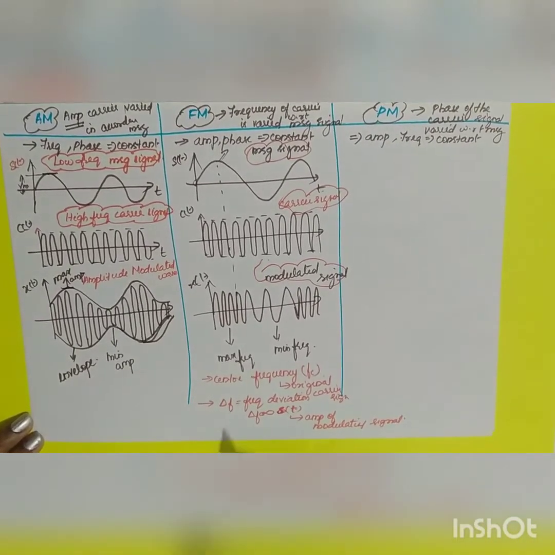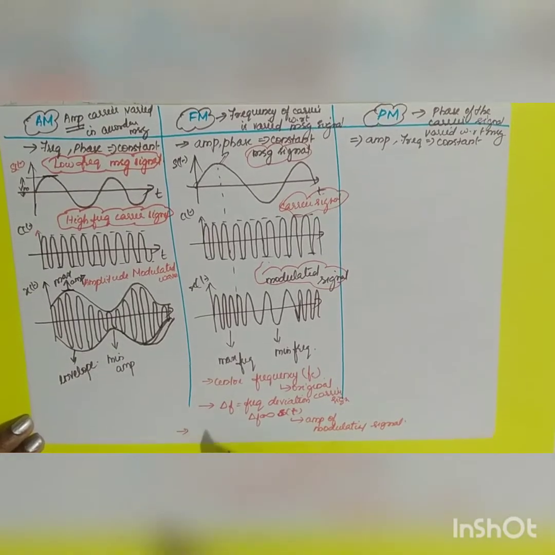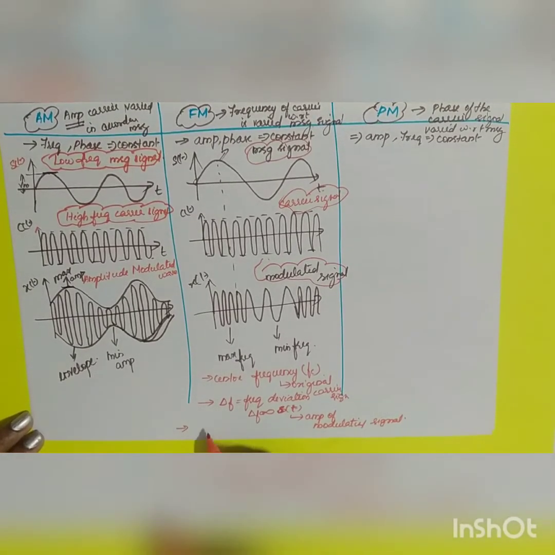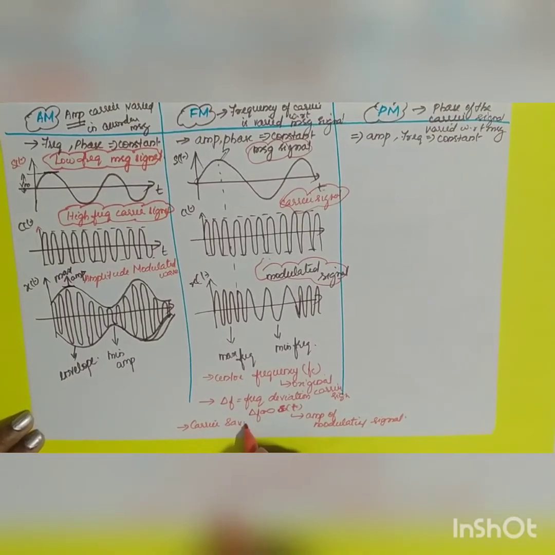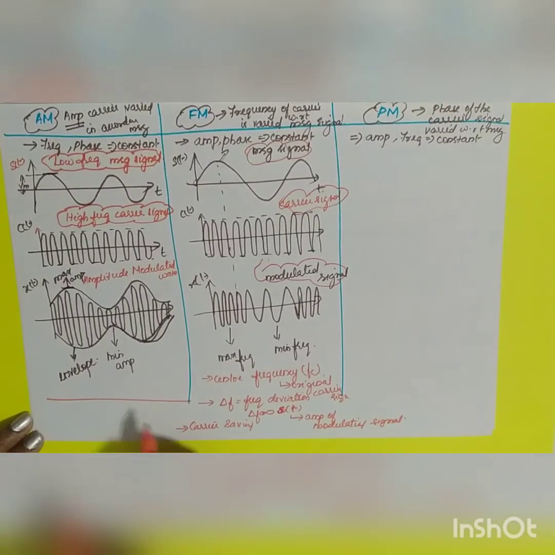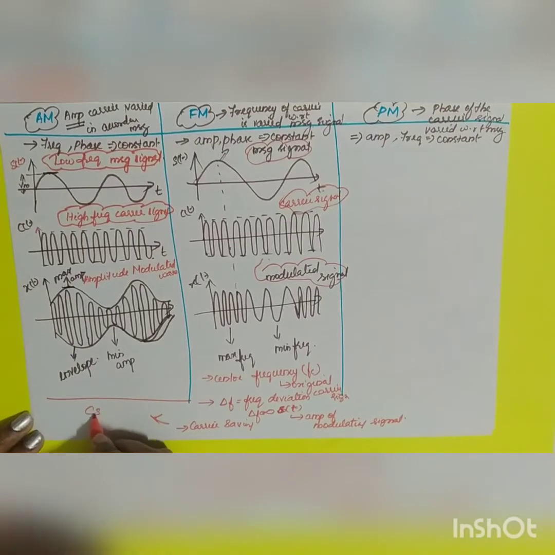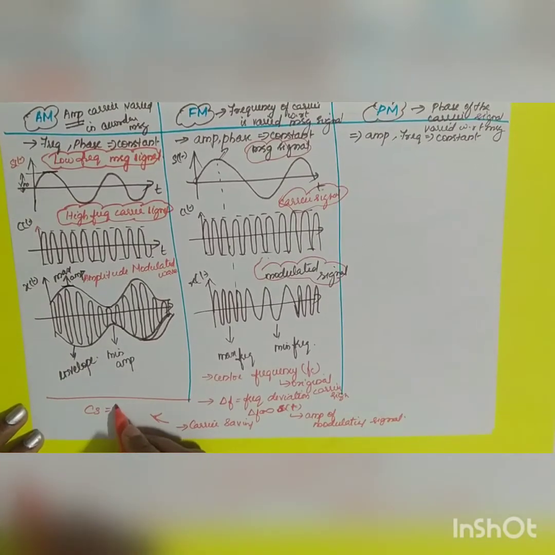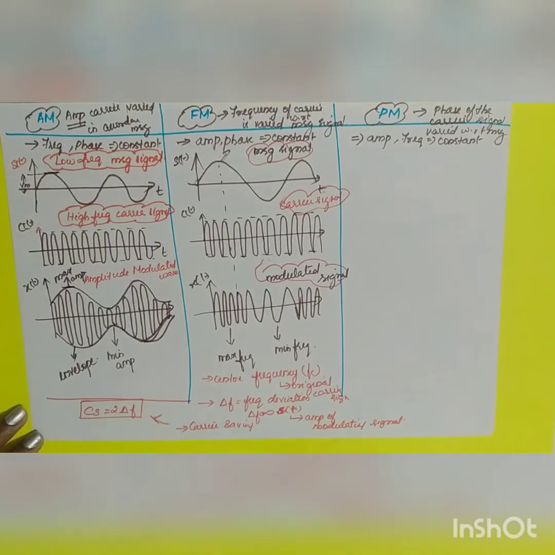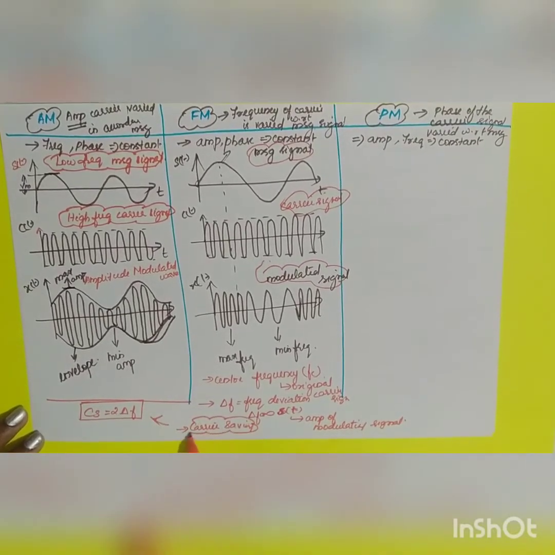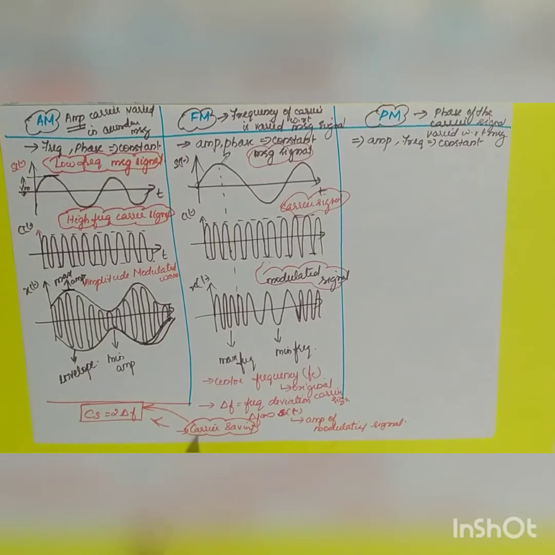There is one more factor that is termed as carrier swing, okay. It is denoted as CS. CS is given by 2 into frequency deviation. So this is called carrier swing, 2 into del f.